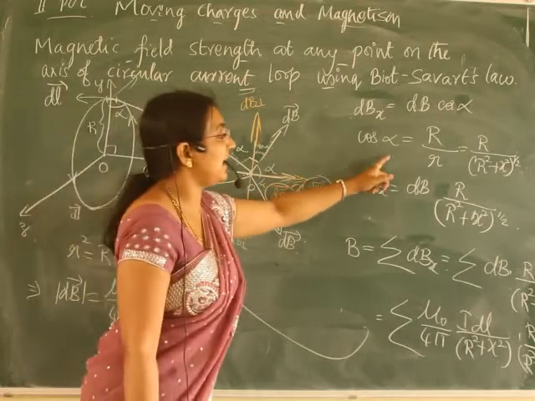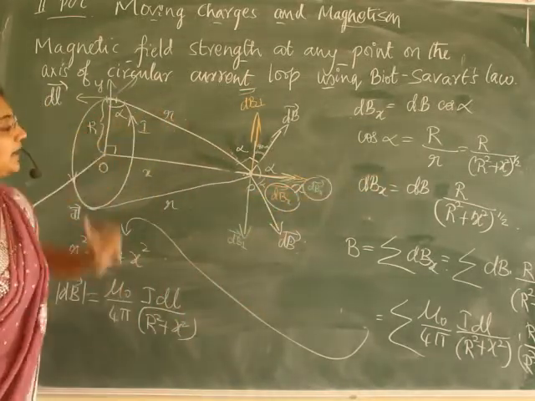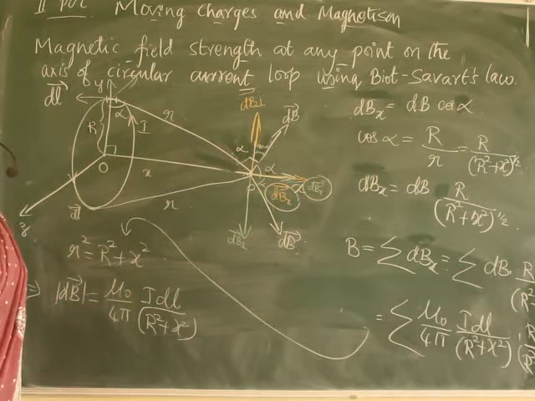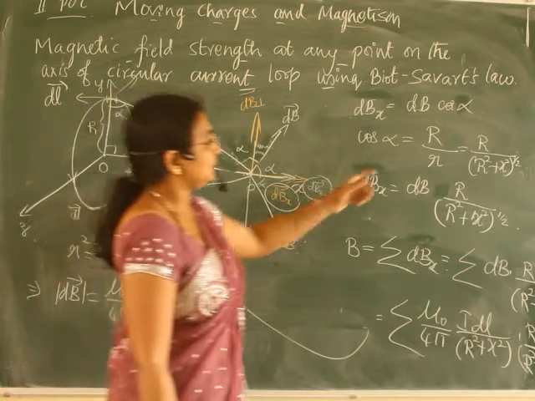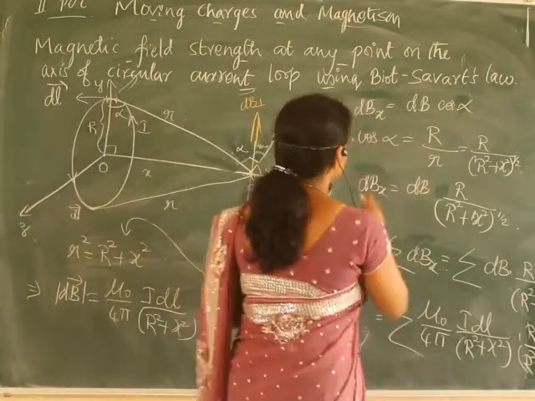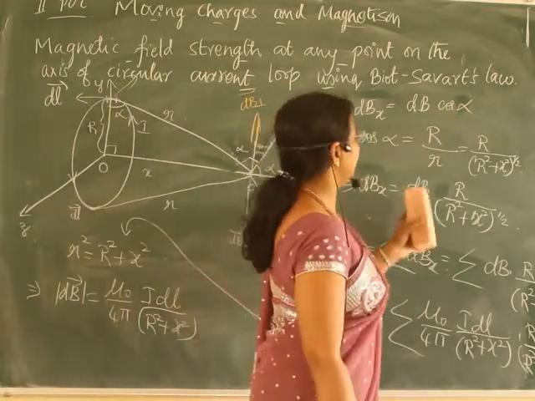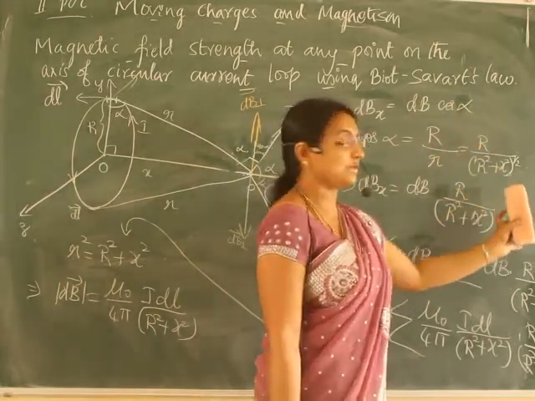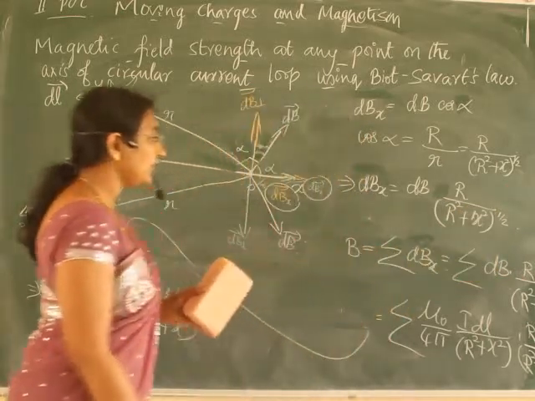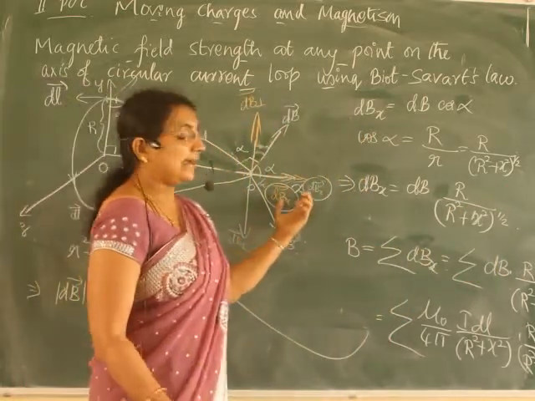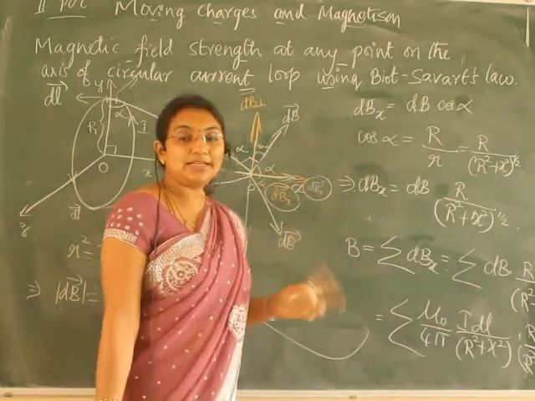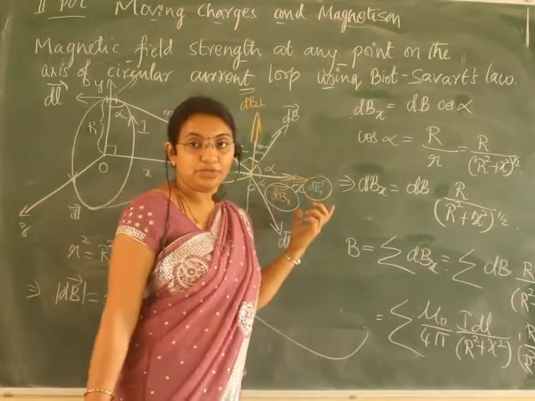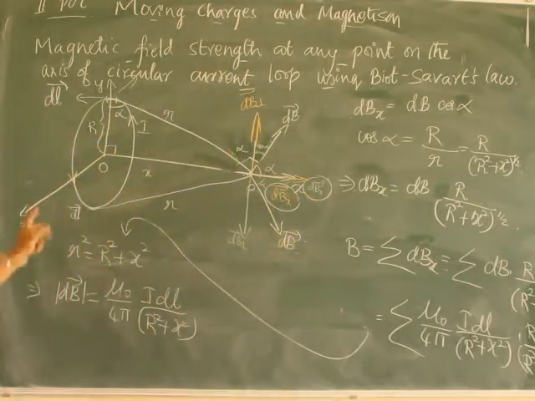Therefore, cos alpha is equal to adjacent by hypotenuse, which is r divided by (r square plus x square) to the power half. If I substitute this, we will get dBx is equal to dB into r by (r square plus x square) to the power half. The total net magnetic field due to the two elements is 2 dBx. Now we have to consider the entire element.